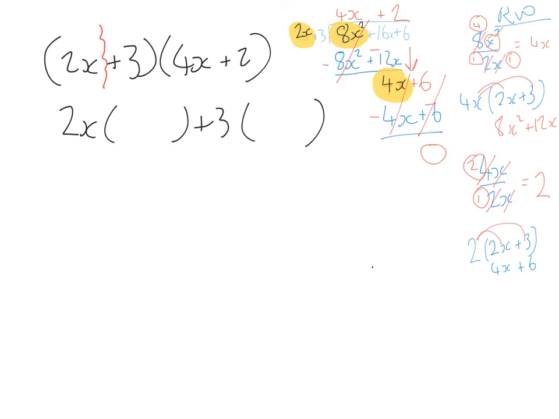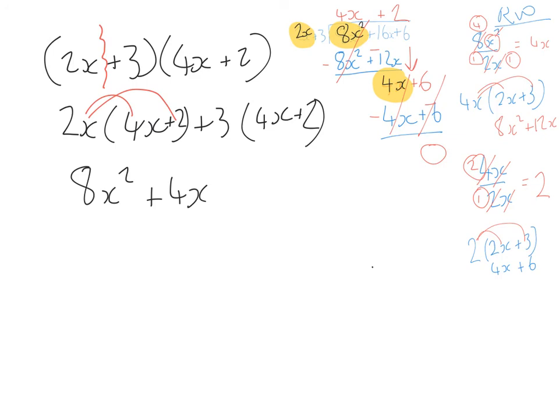So I have 2x multiplied by 4x plus 2, and 3 multiplied by 4x plus 2. 2x by 4x gives me 8x squared. 2x by 2 gives me plus 4x. 3 by 4x gives me plus 12x. And 3 by 2 gives me plus 6.